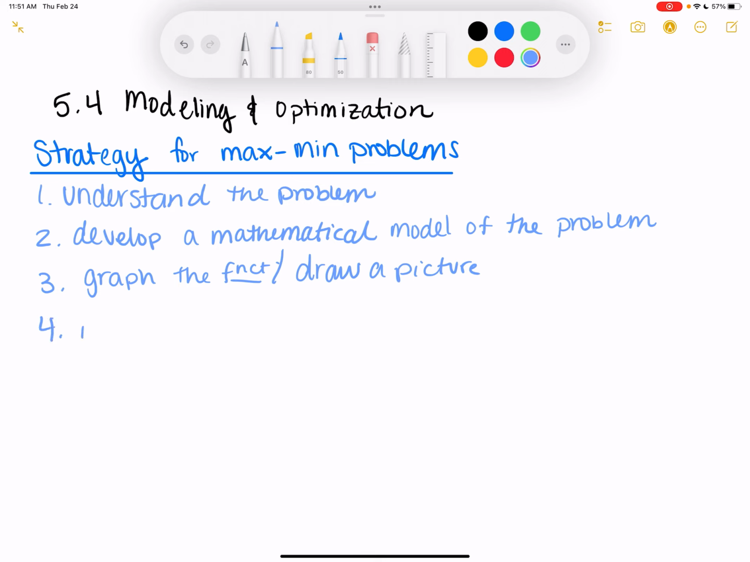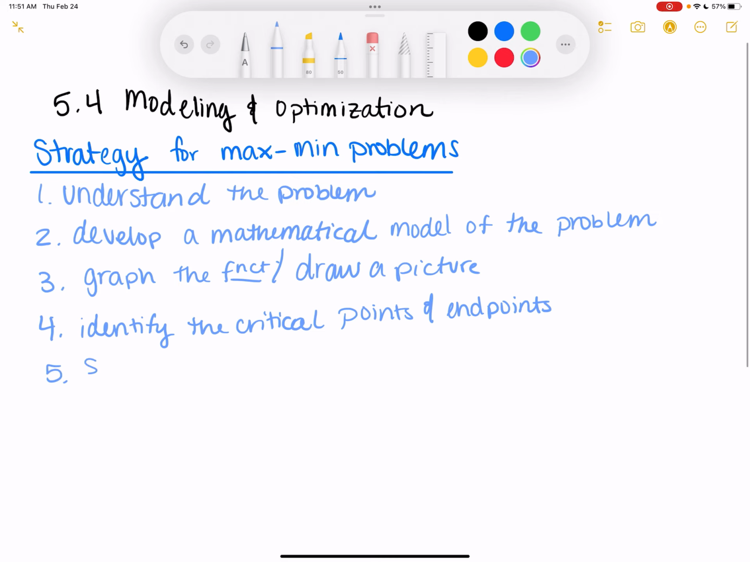4, identify the critical points and endpoints. Five, solve the mathematical model. And then lastly, interpret the solution.